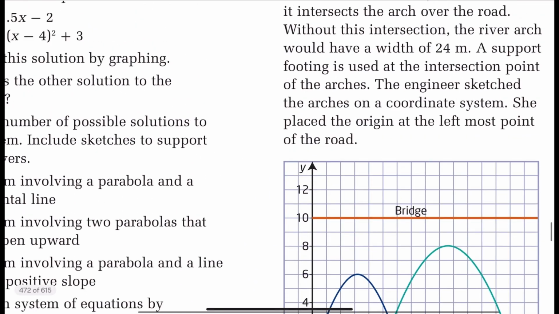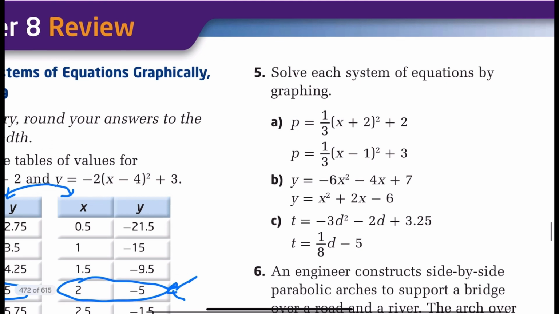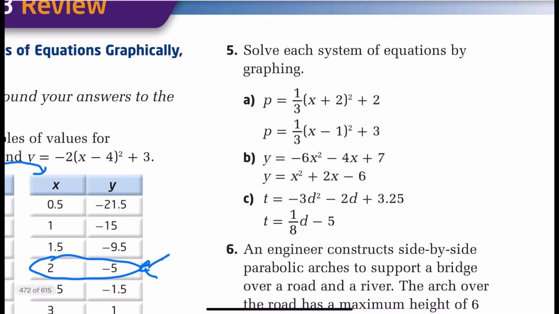So question number 5. Solve the system of equations by graphing. I really showed you how to graph. So you just graph both of them and you see the intersection and you will get the answer from there. It's pretty simple, same as we just did up to now. So I think the first one you will have touching in one point.